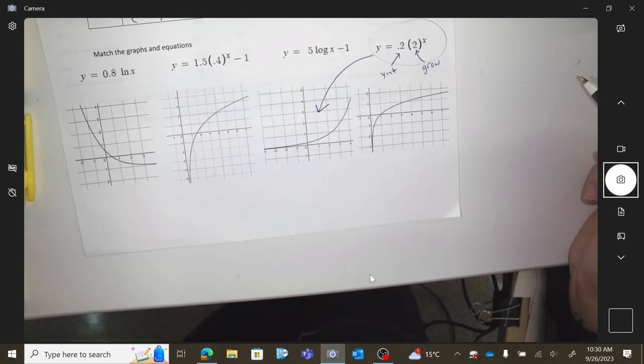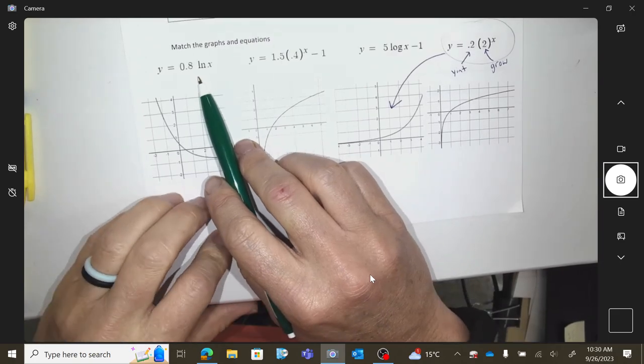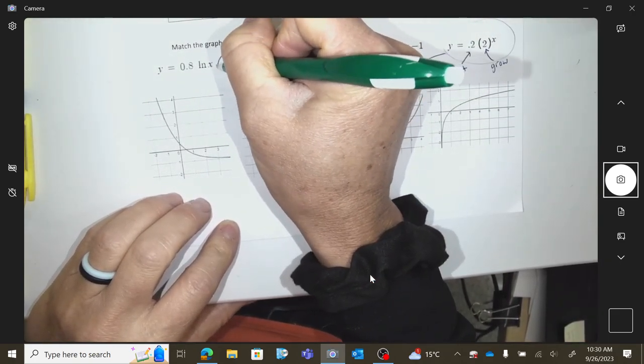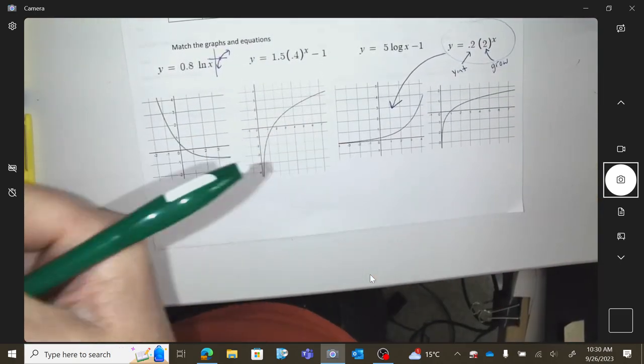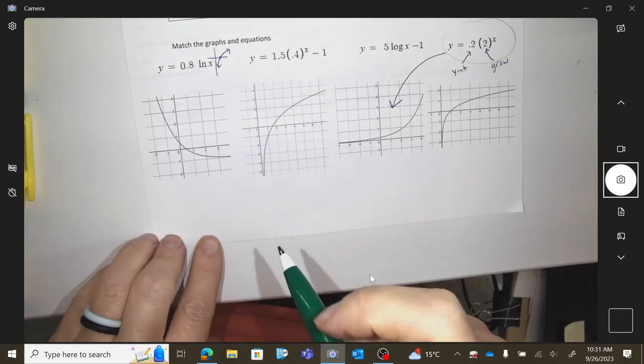Okay, this one, there's no shifts on it, so it would just look like that. There was no shifting on it, so it should just look like that and just go through one. We didn't move. So which one would that be? Right through one. The last one?